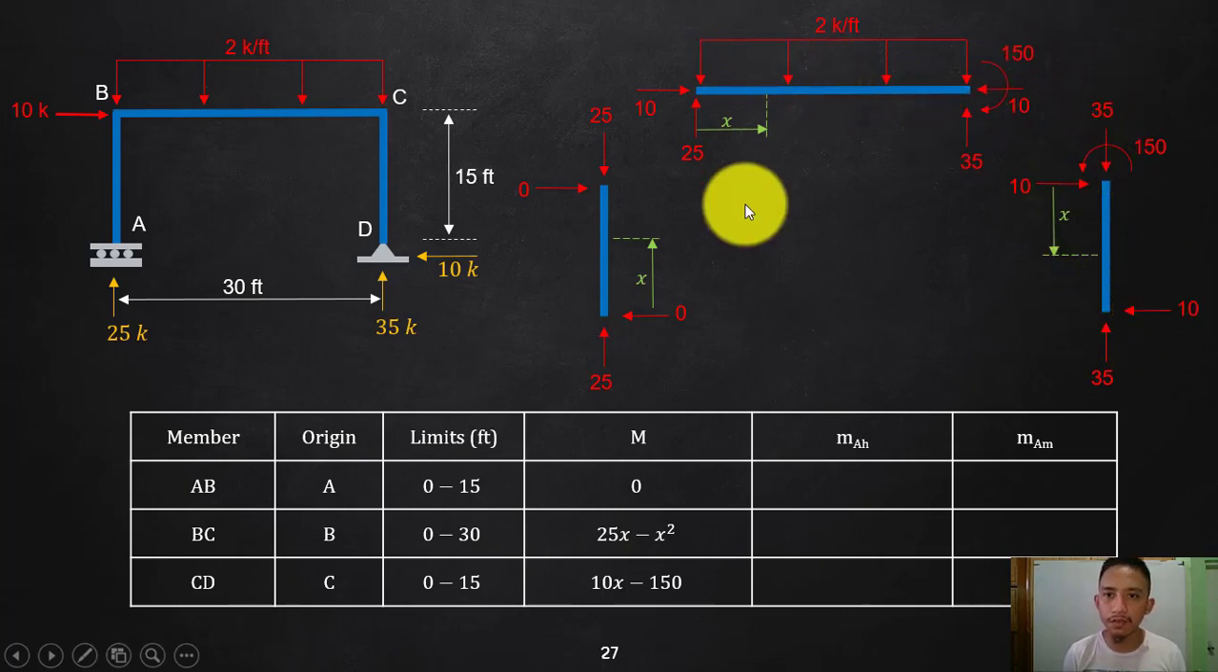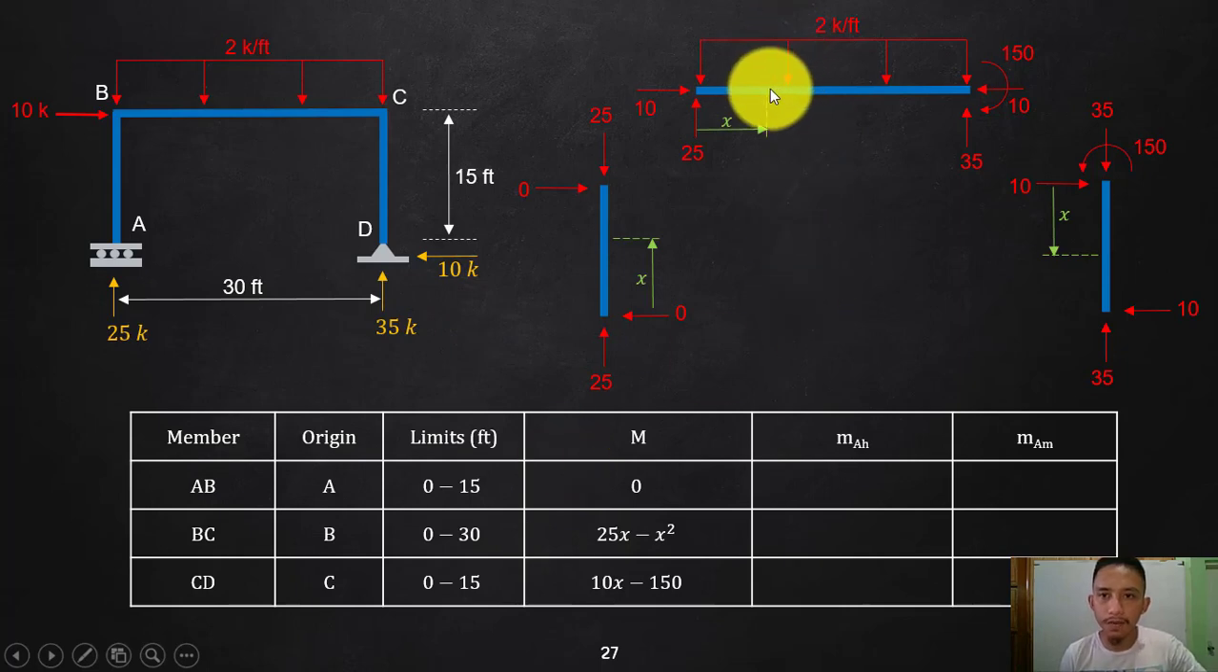But first, let's try to figure out the moment equation here. So again, that is one segment. So any point here has the same equation. So I will just cut there, at a distance x from my origin B. So I will write it as member BC. My origin is point B. The limit there is 0 to 30 since that is the length.